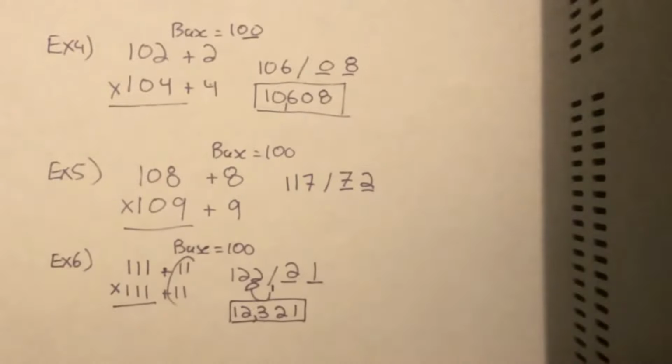12,321. Really interesting number. It's a palindrome, okay? 1, 2, 3, 2, 1. If you multiply 11 lots of times, you'll see interesting patterns, okay? So I encourage you to do that. All right, let's go ahead and continue now.